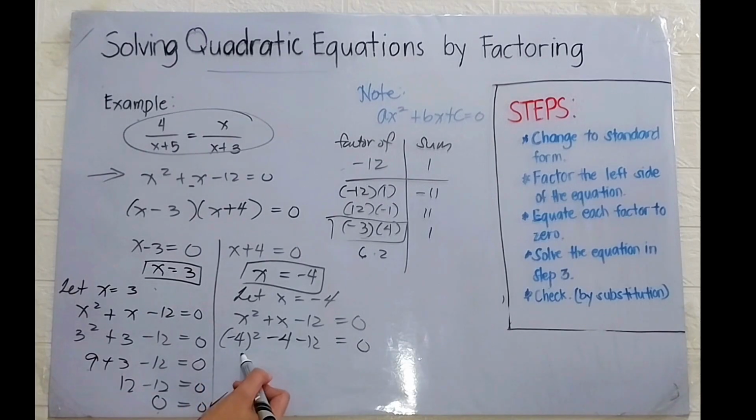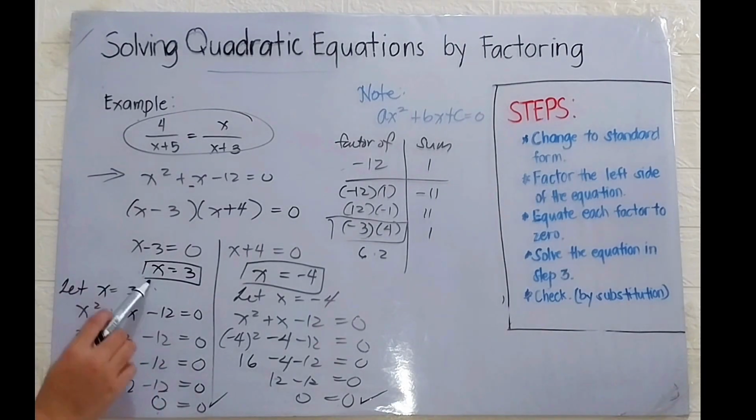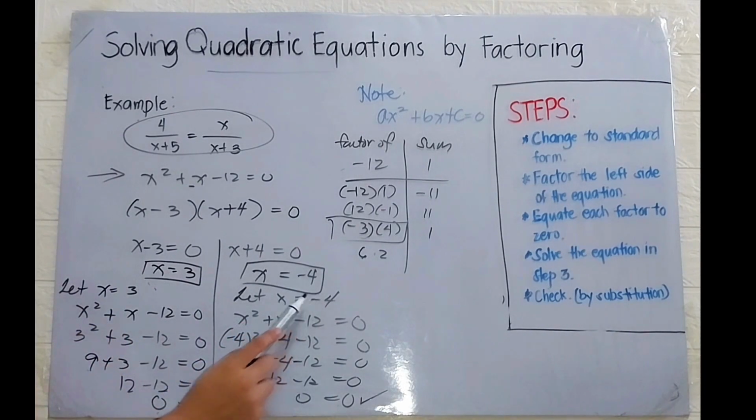Negative 4 squared is 16. Minus 4 minus 12 is equals to 0. 16 minus 4, 12. 12 minus 12 is 0. Is 0 equals to 0? Yes. So therefore, our values of x, which is 3 and negative 4, is true to our given equation. Okay? Hope you learned something today.